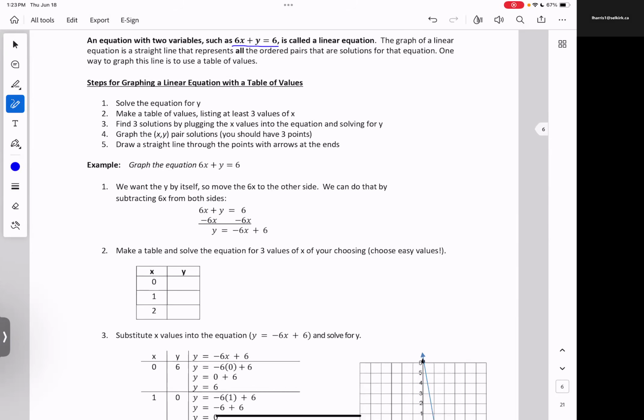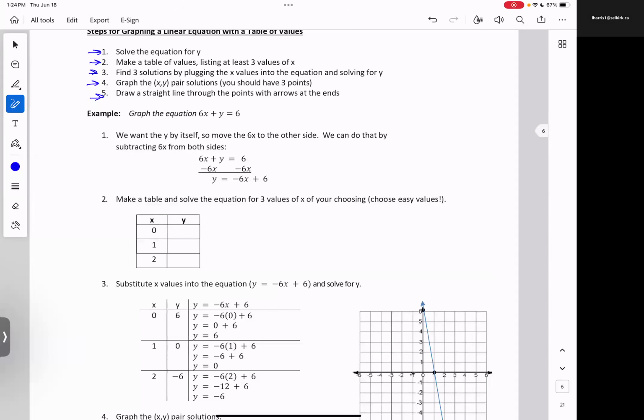So the steps to follow are basically just putting together what we've already done. You'll solve the equation for y. I guess that's something we haven't done yet. So solve the equation for y. Then you're going to make a table of values. Now, you can choose at least three values of x, so try to make them easy ones. Then you're going to find three solutions by plugging those x values into the equation and solving for y. In other words, make your table of values. Then you're going to graph those xy pair solutions and draw a straight line through them.